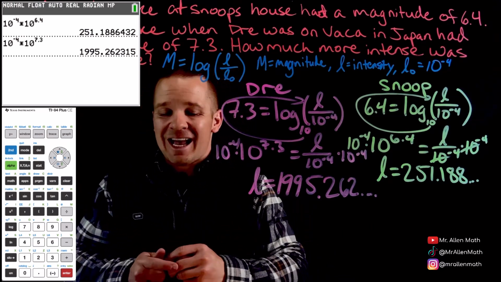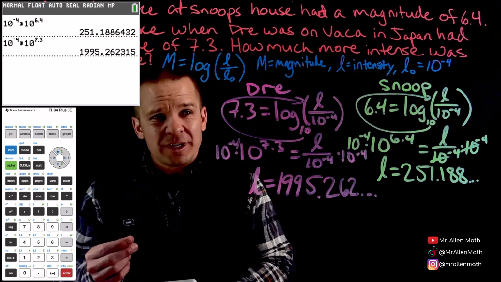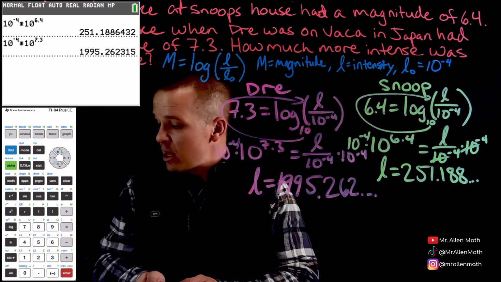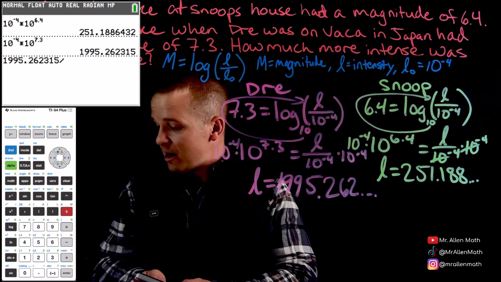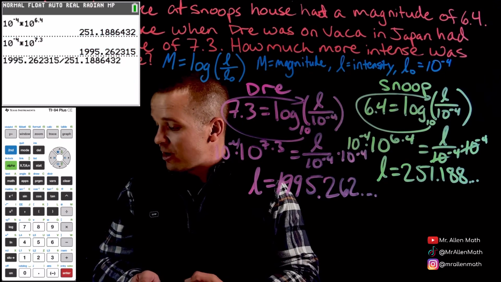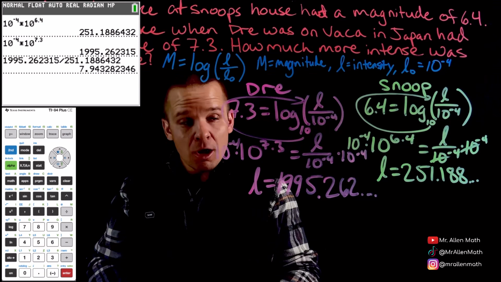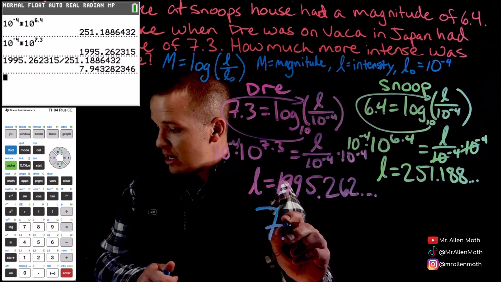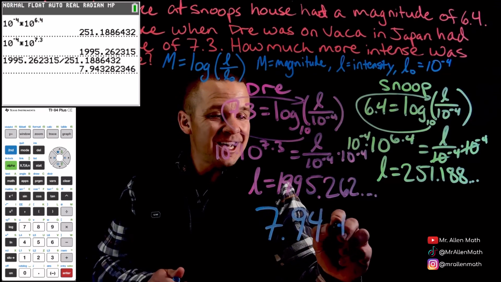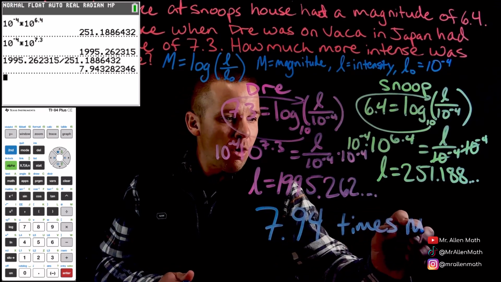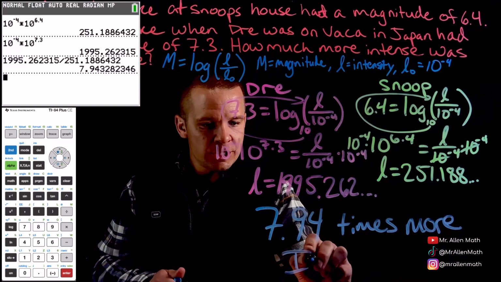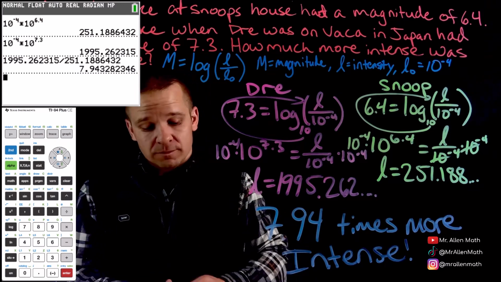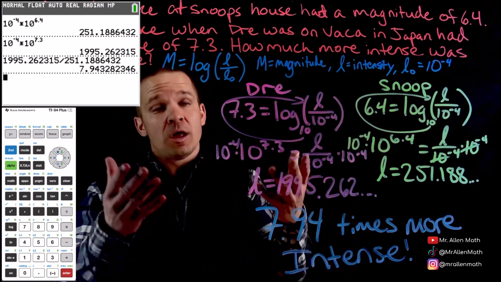So how much more intense was it? How many times more intense? That's probably how we'd ask it, right? What do I do with those two numbers? I'm going to divide them. So I'm going to take that larger number and divide it by that smaller number to see how much more intense it was. 7.94394 times more intense. That's cray, man. Dre's earthquake was a lot more intense.